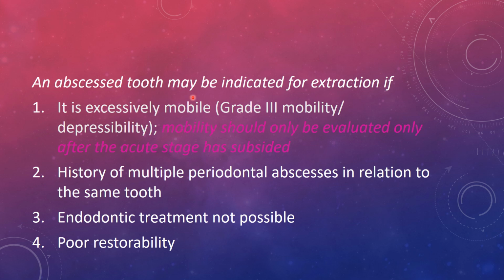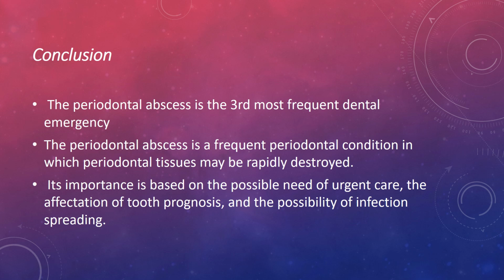An abscessed tooth may be indicated for extraction if it is excessively mobile, that is grade 3 mobility, with questionable prognosis. Mobility should be evaluated only after the acute stage has subsided. If there is any history of multiple periodontal abscesses in relation to the same tooth, then it is indicated for extraction. If endodontic treatment is not possible with that tooth, then it has to be extracted. Then, poor restorability. As we conclude, the periodontal abscess is the third most frequent dental emergency.